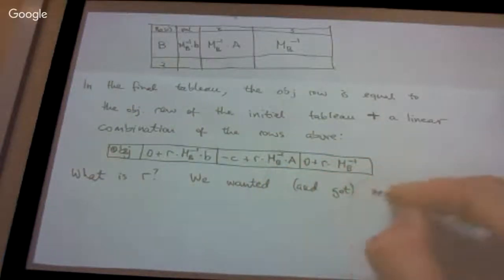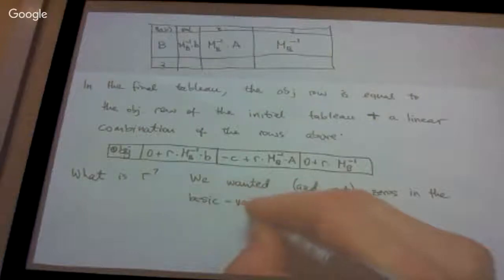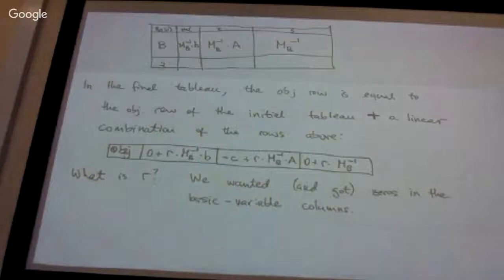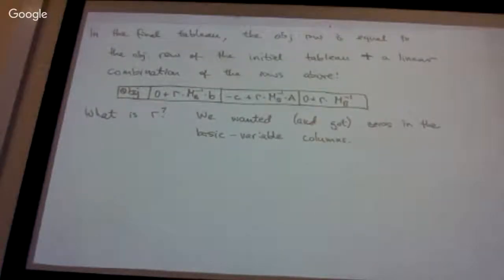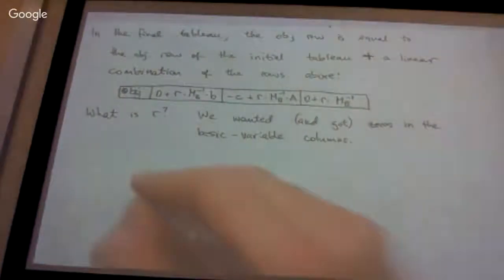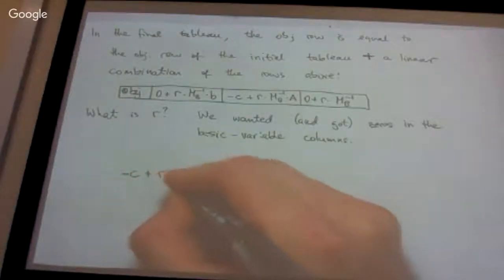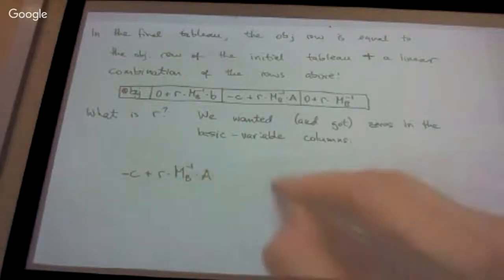zeros in the basic variable columns. Yeah, that's what we always kept and preserved. And so this is going to give us what R is, because if we look, we have this vector on the left: it is minus C plus R times A, and on the right, it's just R times MB inverse.